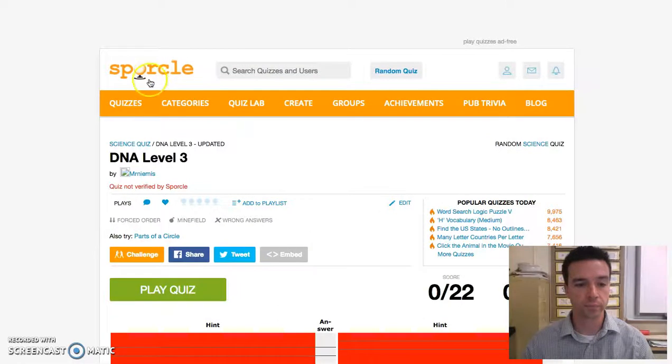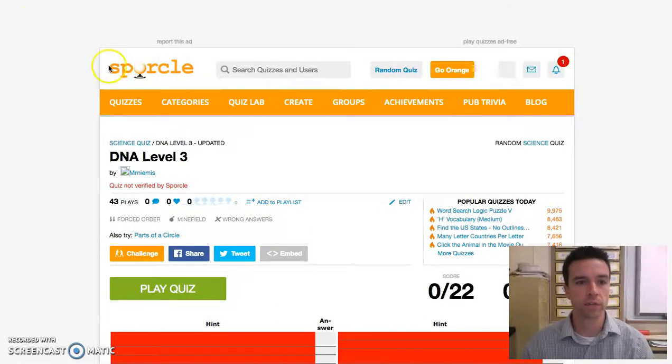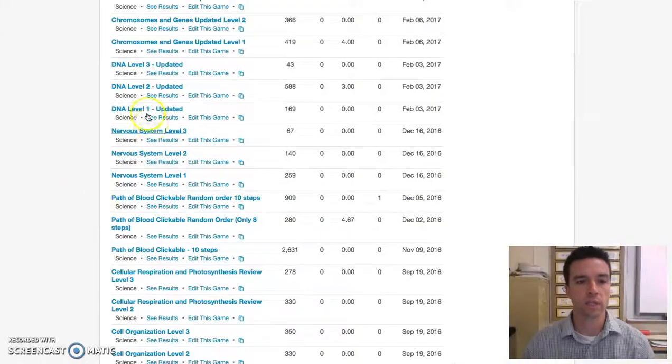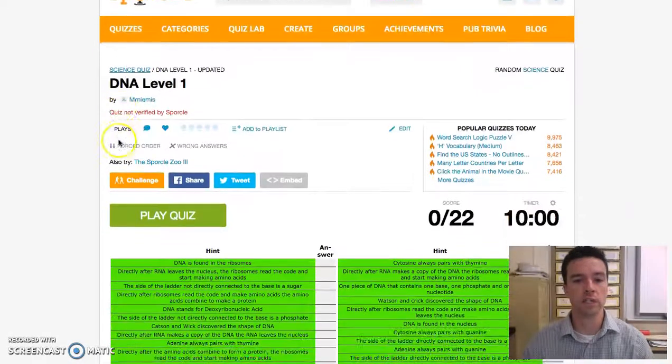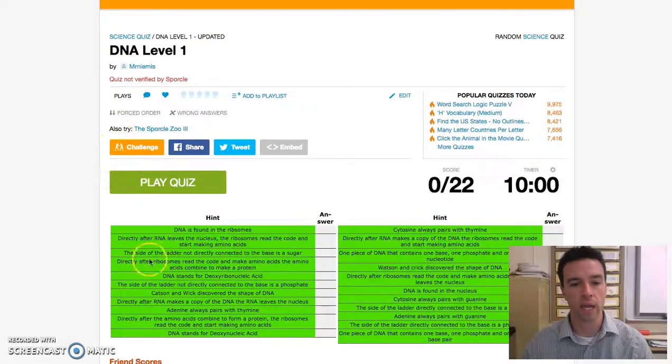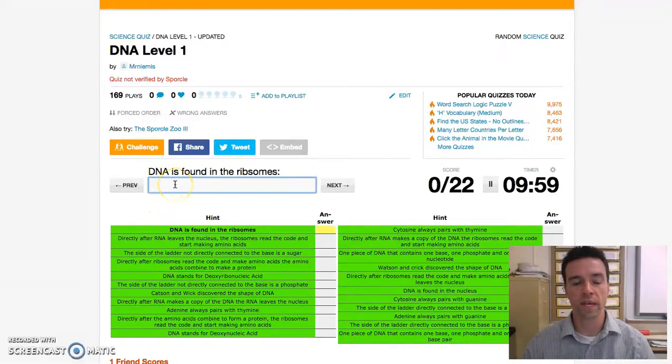Oh, I did level 3. Let's not do level 3. Let's just do level 1, because that'll be easier. For level 1, the idea is I take the things that we learned about, like what it stands for and the shape and all that stuff about DNA, and I make a little quiz. So a kid can just get these little questions.